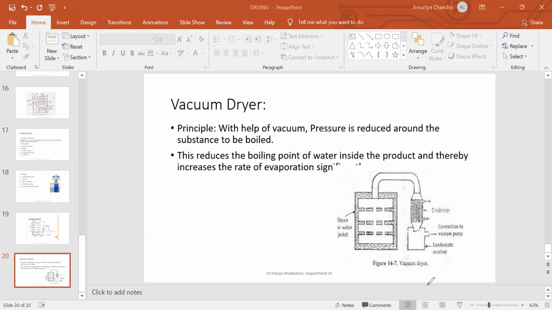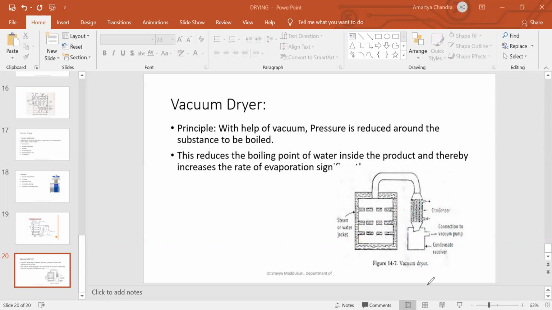And so the principle involved is creating vacuum to decrease the pressure below the vapor pressure of water. When you decrease the pressure below the vapor pressure of water with the help of vacuum pumps, the pressure is reduced around the substance. And when pressure is reduced, the boiling point of water is reduced. When the boiling point of water is reduced, the rate of evaporation improves significantly.